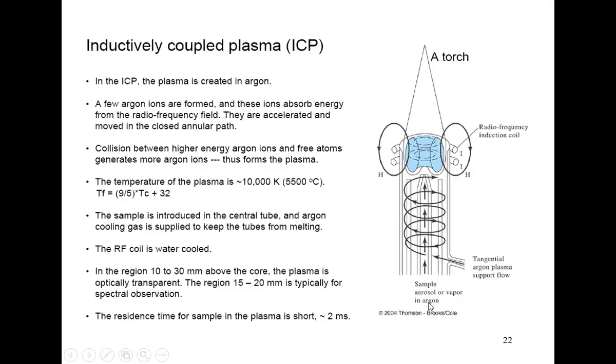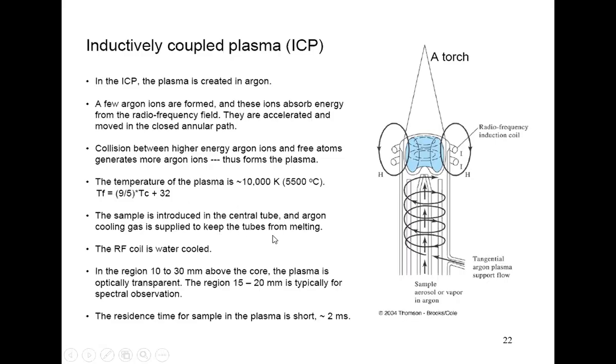So here you have the sample, and you have argon ions, a few of them, the cations, that is, and they are now going to collide with the sample atoms, and so you now generate more argon ions. The temperature of the plasma is about 10,000 K or about 5,500 degrees C. You know how to convert degree Fahrenheit to degree C, okay, and to Kelvin ultimately.